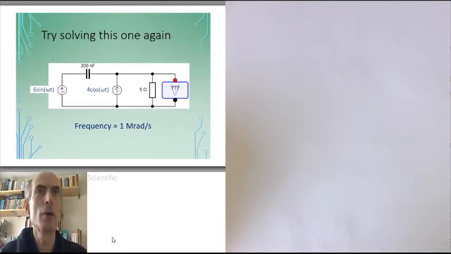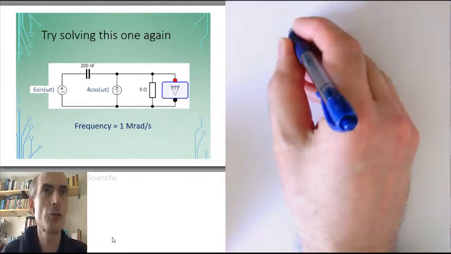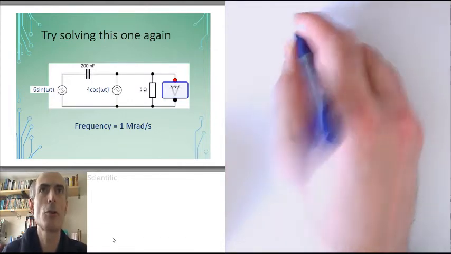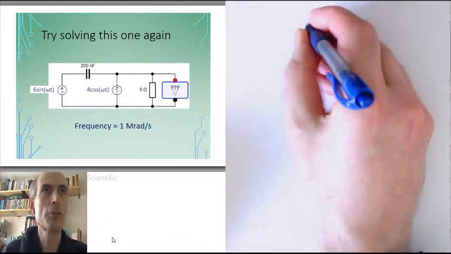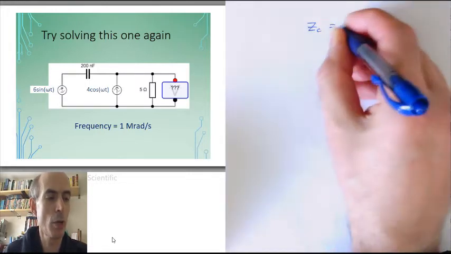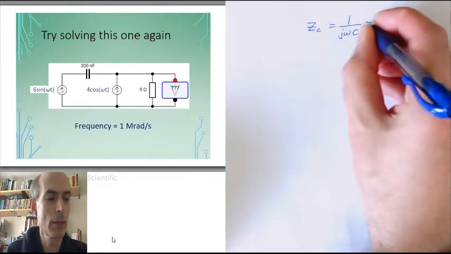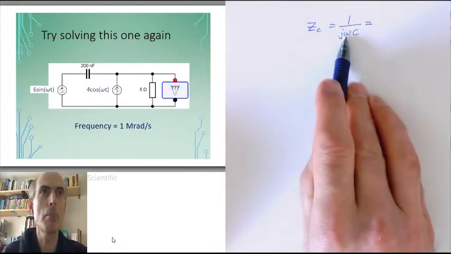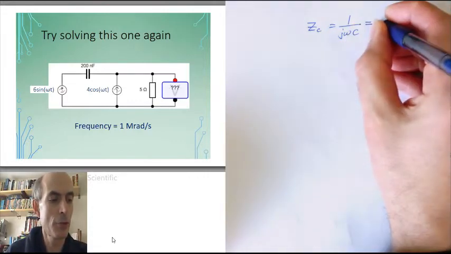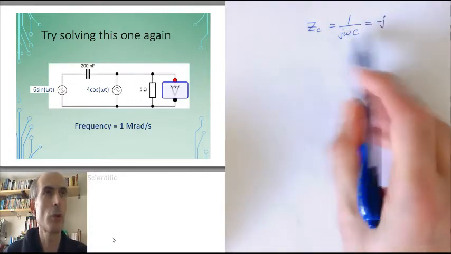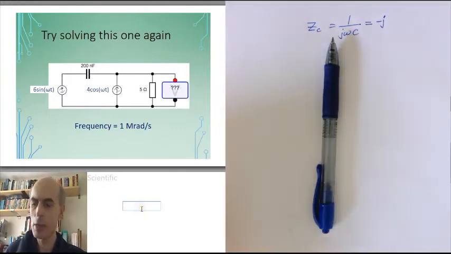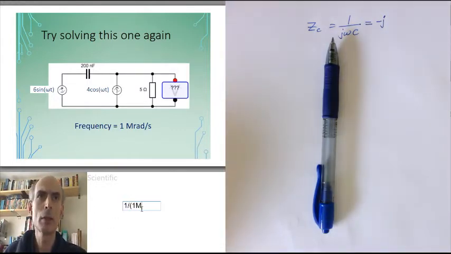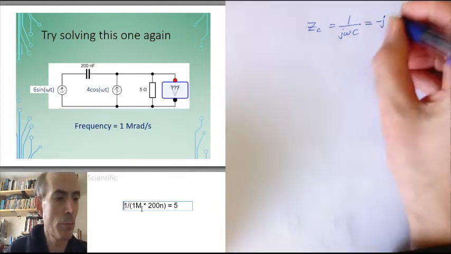Things we'll need to know. We'll need to know the complex impedance of the capacitor. Well, it's a 200 nanofarad capacitor. The complex impedance of a capacitor is given by 1 over j omega C, and we're told that omega is 1 megaradian per second. So that makes the complex impedance minus j times 1 over omega C. And 1 over omega C is 1 over omega, 1 megaradian per second, times C, 200 nanofarads, which is 5. So minus 5j.